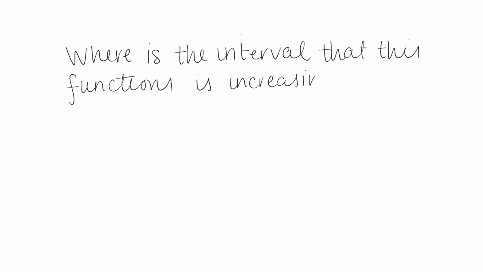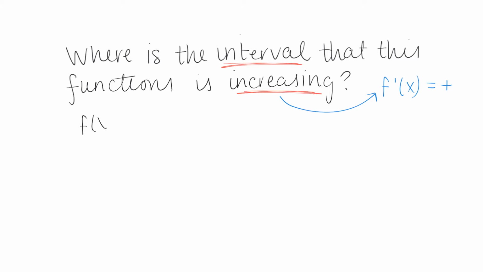Okay, so there's a couple keywords here. Interval means we're looking for a range. And increasing means what? We just decided that increasing means that the derivative, the slope, is positive. So therefore, where is our derivative going to give us positive numbers? So let's look at our function. Our function is f of x equals x squared minus 4x plus 1.